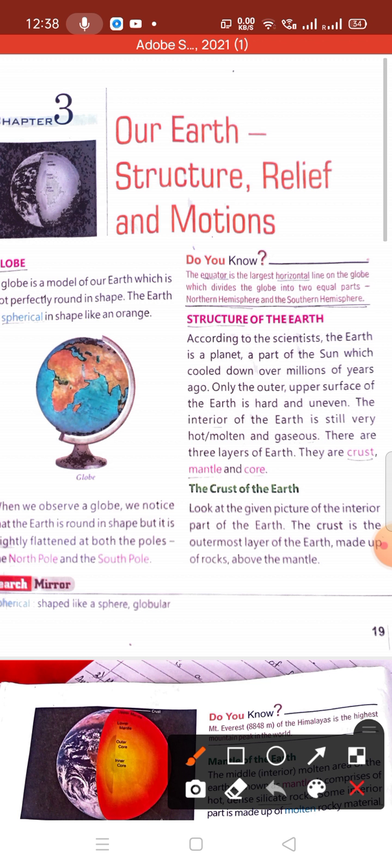What is our first activity? Before starting our chapter we are going to read this chapter.